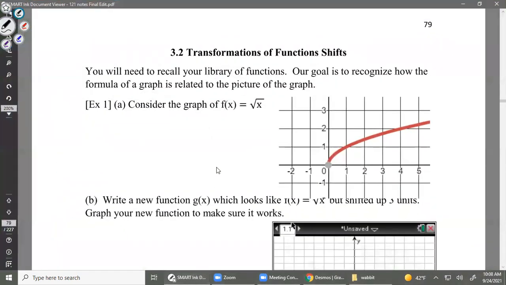Okay, so we have the square root function. It has all the famous properties of a square root. We have the point (0, 0), and we have the point (1, 1), and then we have the point (4, 2). If I'm looking at a square root function, those are the three major points that I'm going to look at.